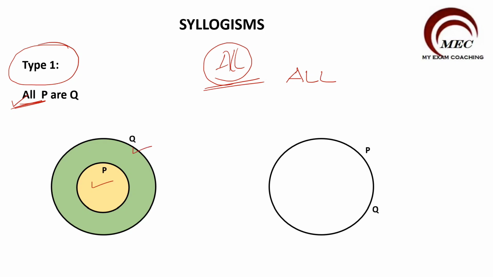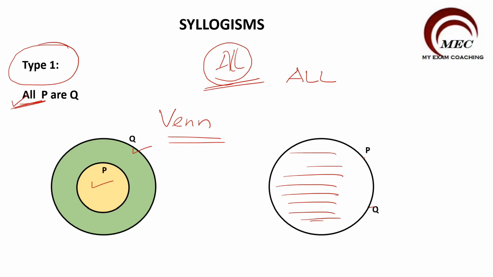So P and Q are like this, or you can say all P are Q, where both P and Q are equal, so they will coincide. Both P and Q are the same size. Understand very clearly. All P are Q means there are two ways we can draw the Venn diagram. What are Venn diagrams? Venn diagrams are nothing but when you draw the given statement in the form of circles, they are called Venn diagrams.